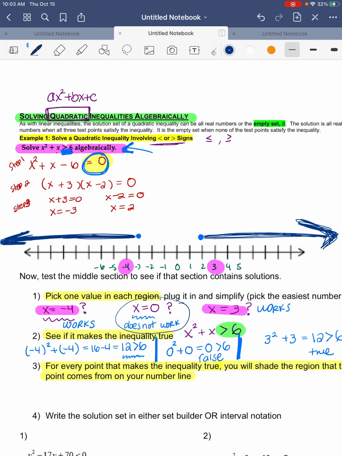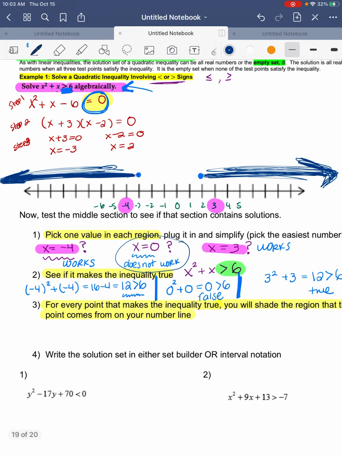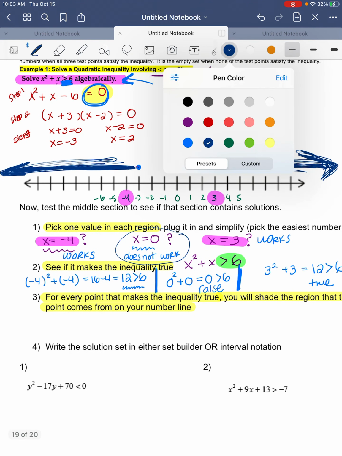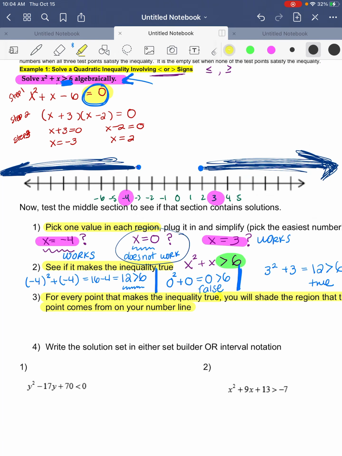So we are done with the solution. All these values that I'm shading, all these x values and all those x values right here on the right and on the left, make the inequality true. Now you just have to write it in either, it says here, in either set builder or interval notation. You just have to write the solution.